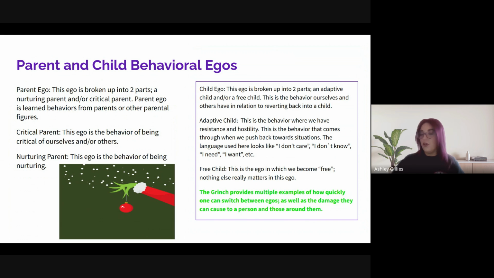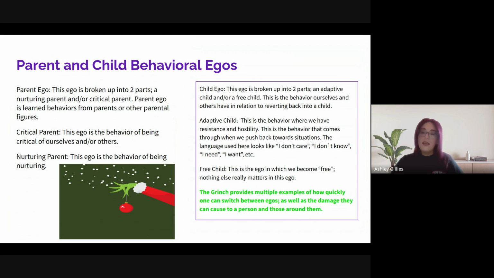I had on the ears. I had on the shirt. I had all the treats. I mean, on and on and on, right? I was not my age. Nothing else mattered. I was there with my family. We were happy and healthy. Everything was just great. We were all kind of in that free child ego. So that's an example of your free child.